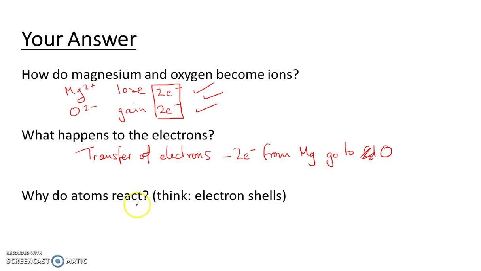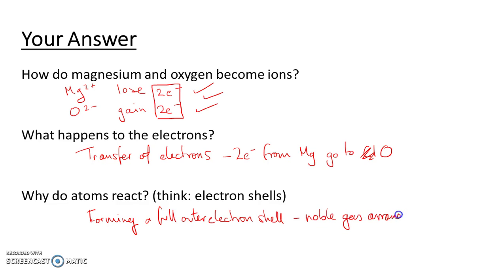And then the final mark is, why do they react? Why do they form magnesium oxide? And thinking about electron shells, it's all about forming a full outer electron shell, sometimes referred to as noble gas arrangement. In other words, magnesium is going to have that full outer shell because it's lost the 2 that were in its outer shell, and oxygen is going to have a full outer shell because it's gained 2 electrons to go from 6 to 8 electrons. And that is all you need to do. That's going to get you a 4th mark.